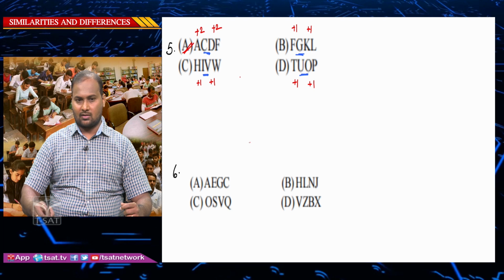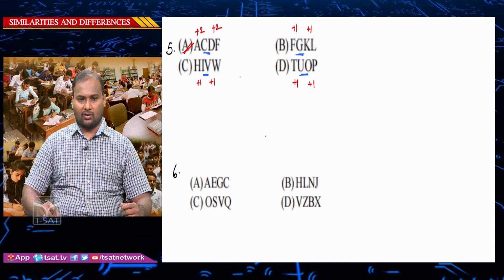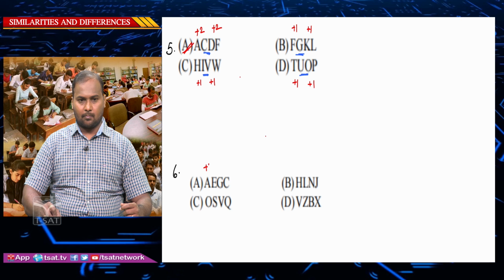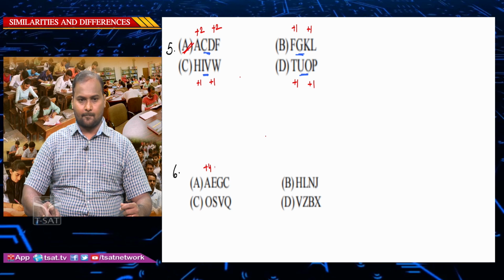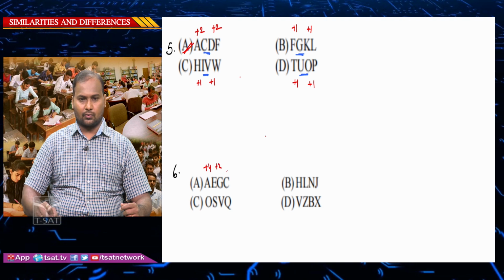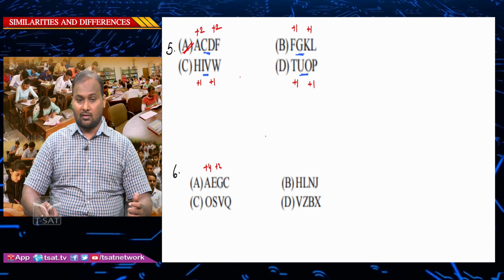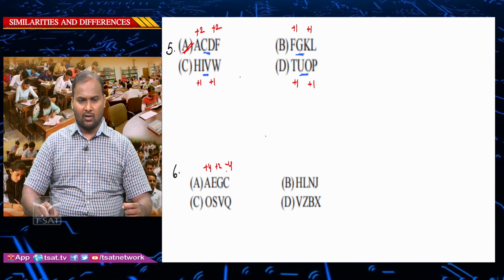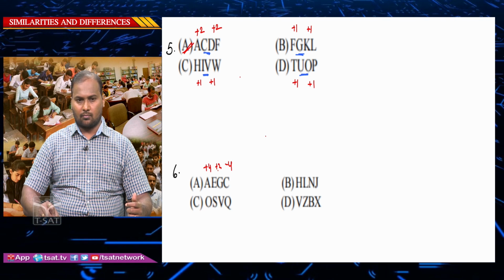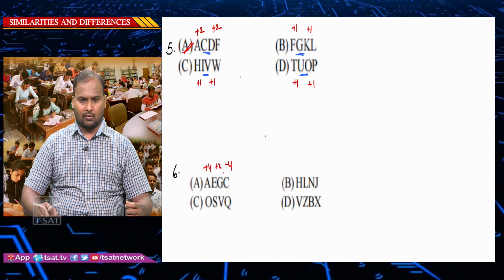So what is the logic here? Let's try to see. A is 1, E is 5. So 1 to 5 means how much is it increasing by? Plus 4. Come to E to G. E is 5, G is 7, so it is increasing by plus 2. In the same way, G to C, G is 7, C is 3, so it is decreased by minus 4. So the pattern here is plus 4, plus 2 and minus 4. We will check whether it is possible for all options or not.